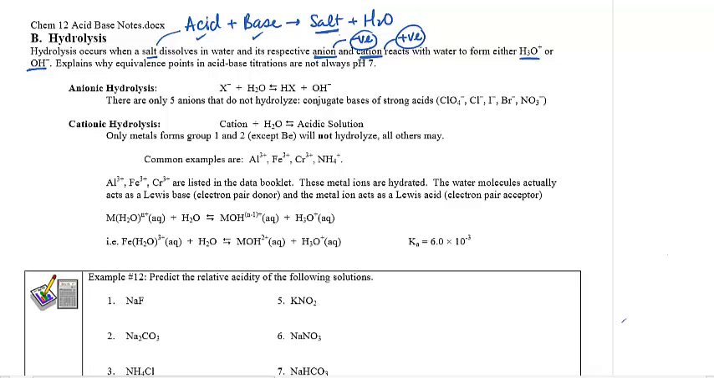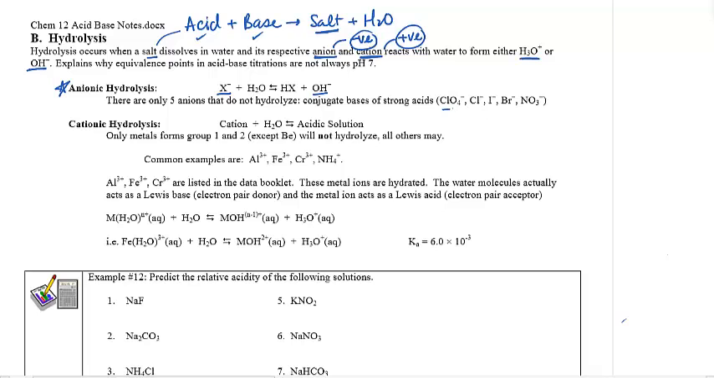Now, there are two types of hydrolysis. The first is anionic hydrolysis. It is the reaction of the negative ion with water to form the hydroxide ion. In your data table of the acids and their conjugate bases, pretty much every single weak acid is going to form a negative ion, or an anion, that will react with water. There are only 5 which do not, and they come from the strong acids.